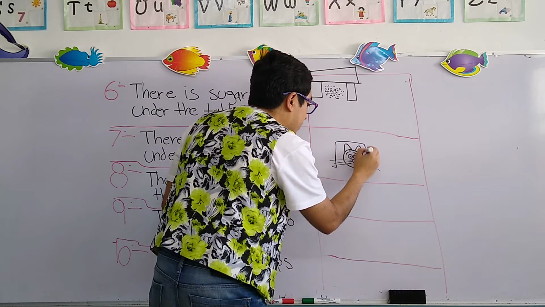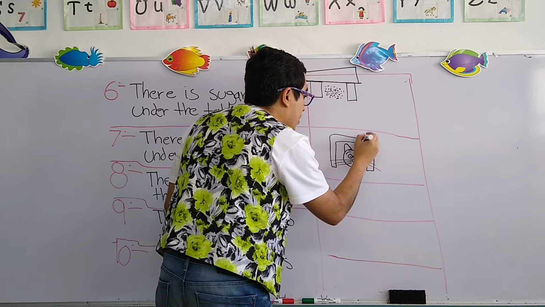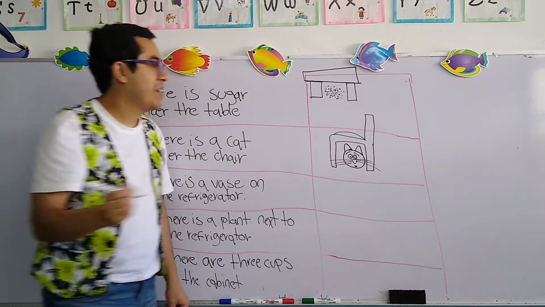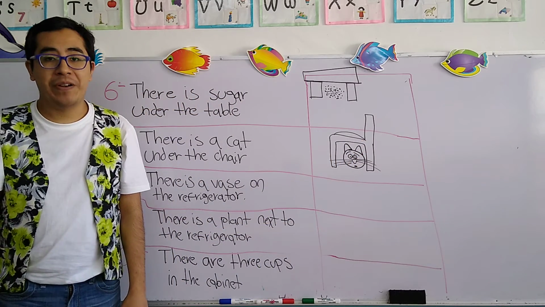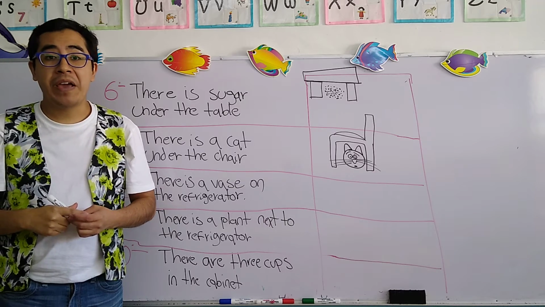Under. Now apparently this is a big chair, you see? This is a big chair. So the cat is under the chair. That's number 7. Let's continue with the number 8.